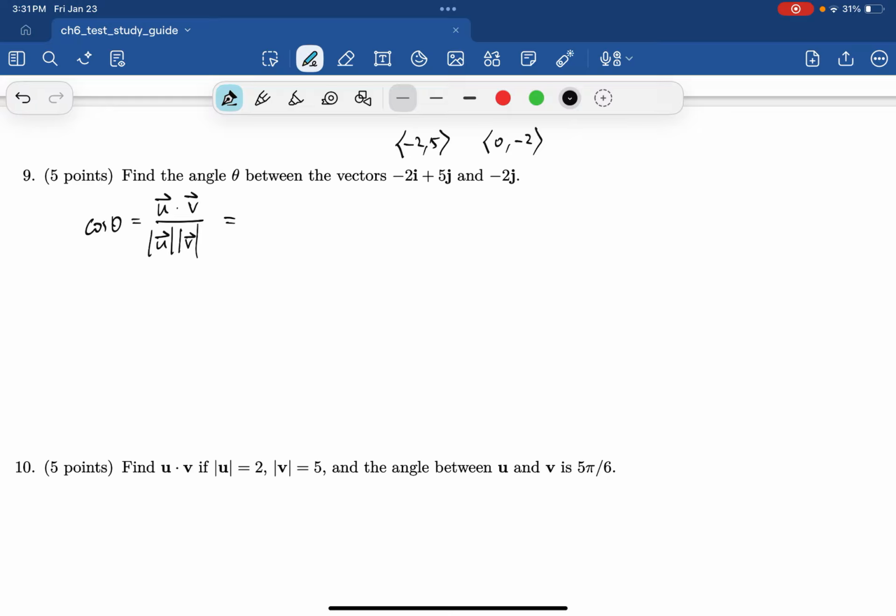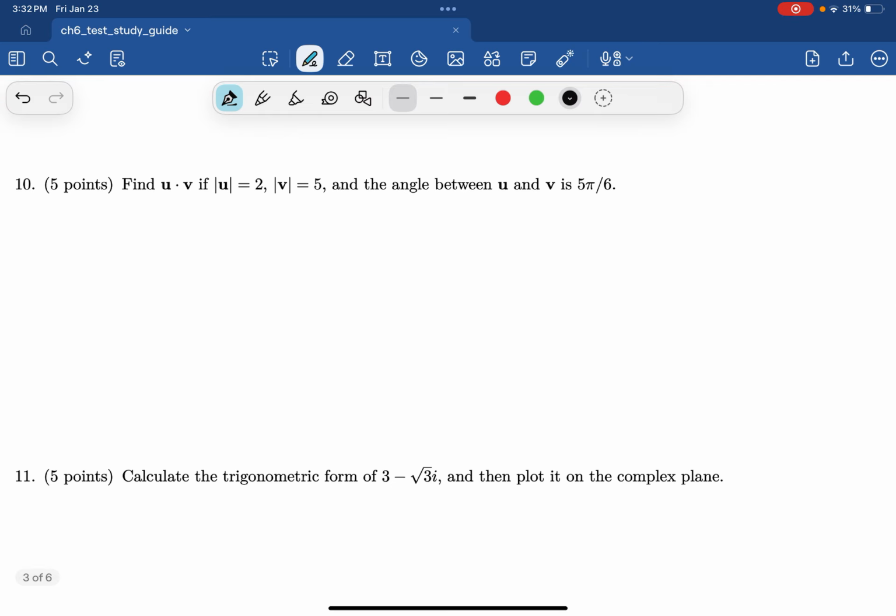So the answer is going to be, the dot product is negative 10, and the magnitude of u is root 29. The magnitude of v is 2. So that gives us negative 5 root 29 over 29. So theta is arc cosine negative 5 root 29 over 29.